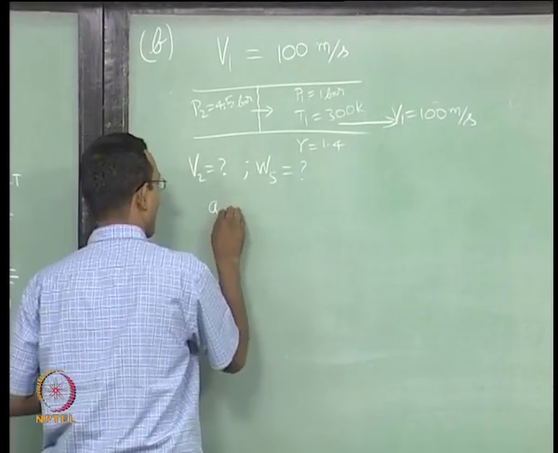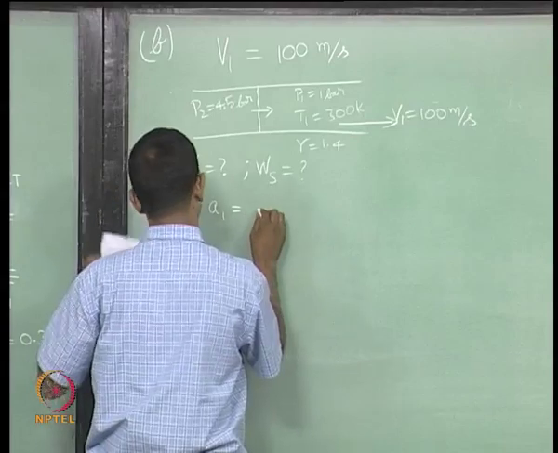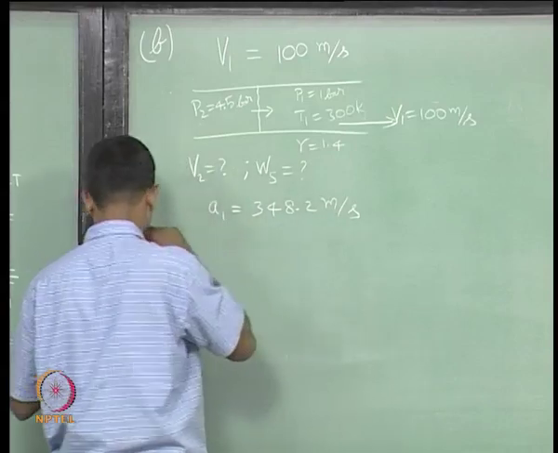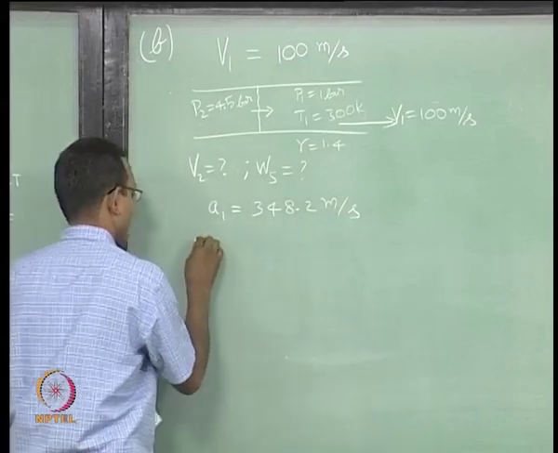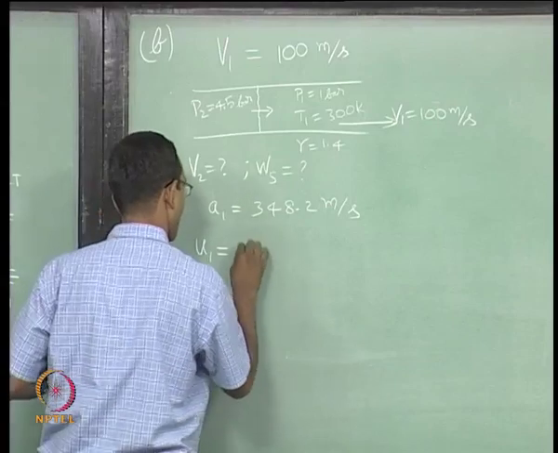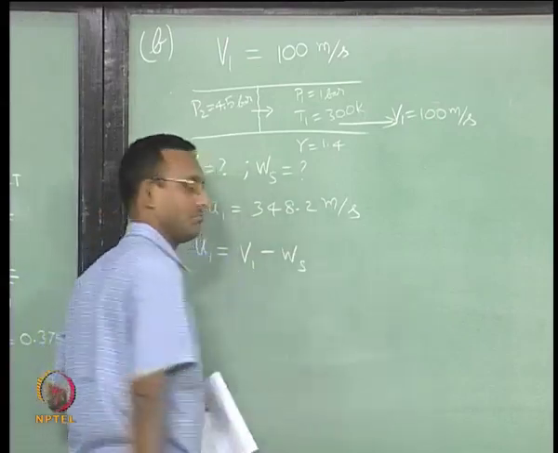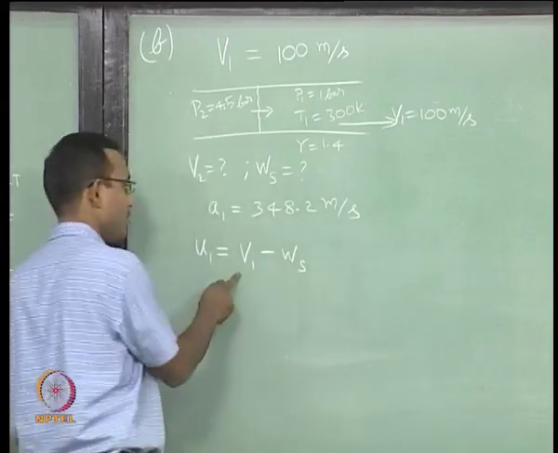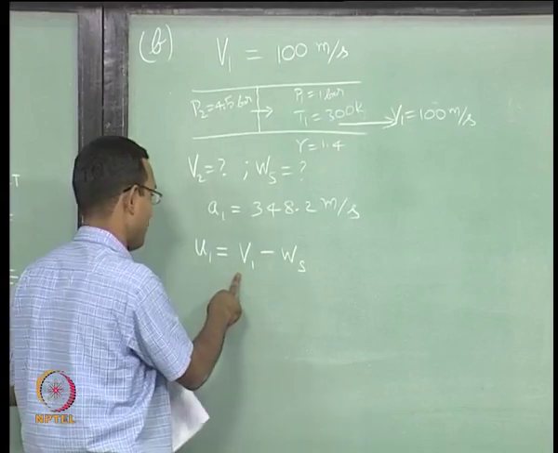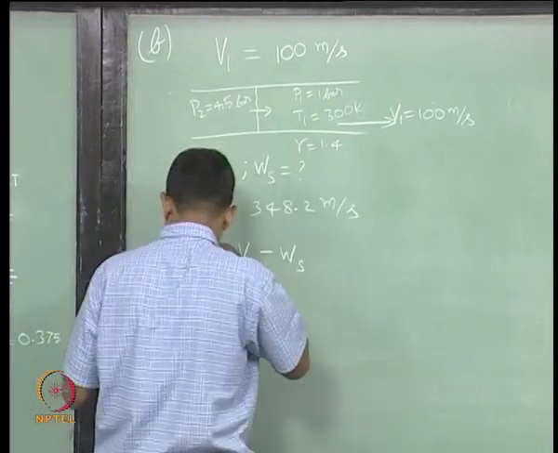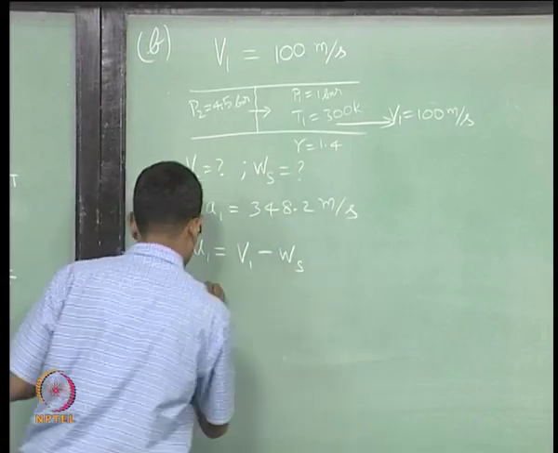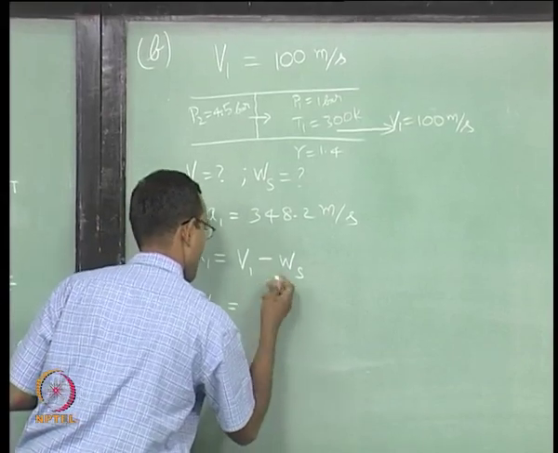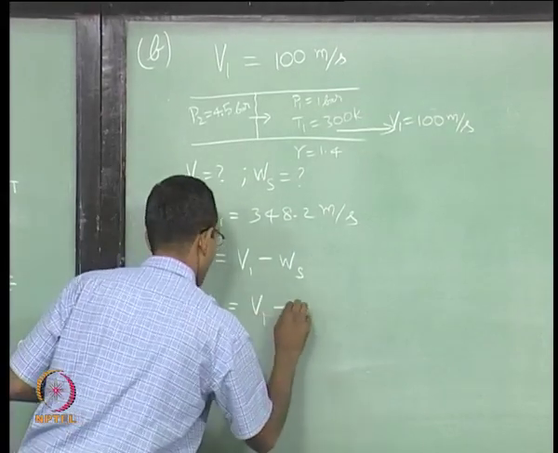So I will just put A1, otherwise you just have to calculate square root of gamma RT, 348.2 meter per second. Now I will write U1 equal to V1 minus Ws. I told you this is the expression we keep on using. Now we have a V1 that is non-zero, previously it was 0 in the previous problem. Now I have to find out Ws. Ws will come out to be, I will take it the other way, V1 minus U1.